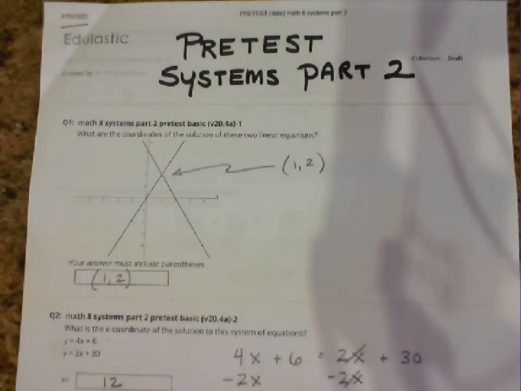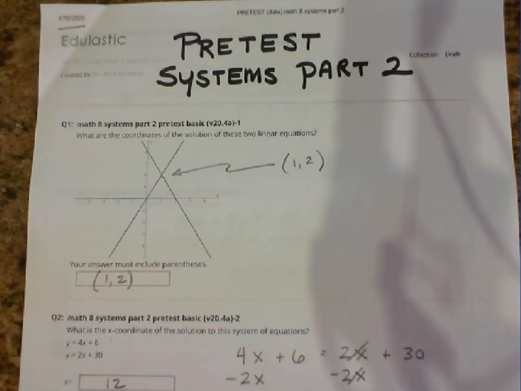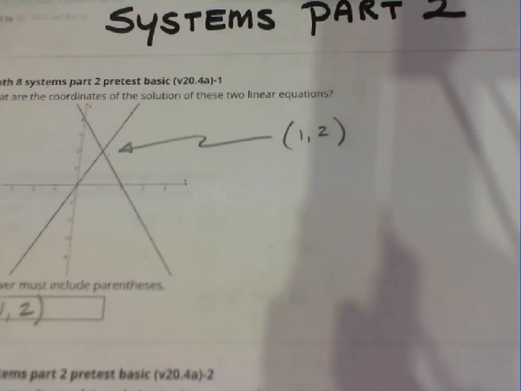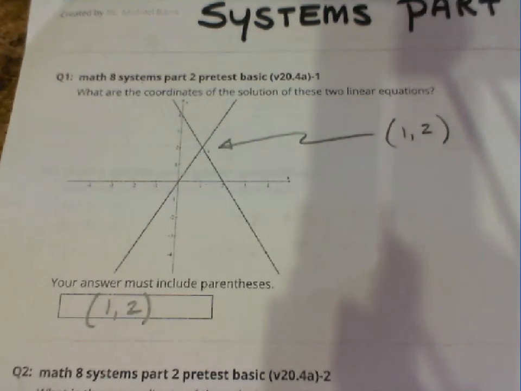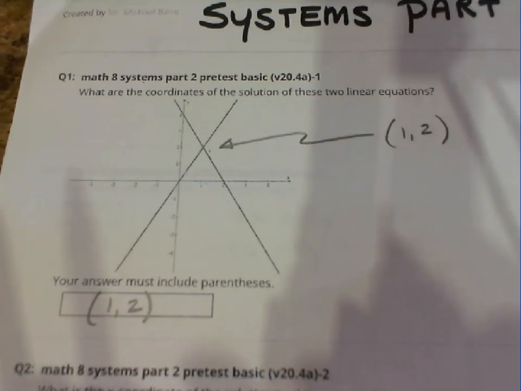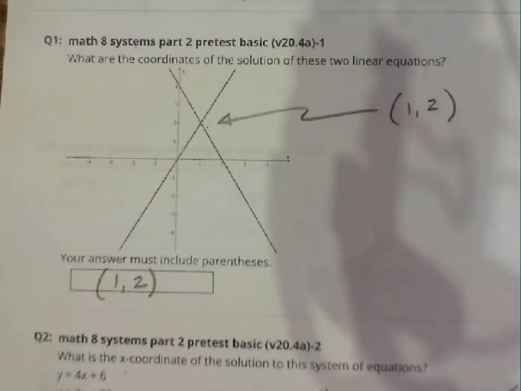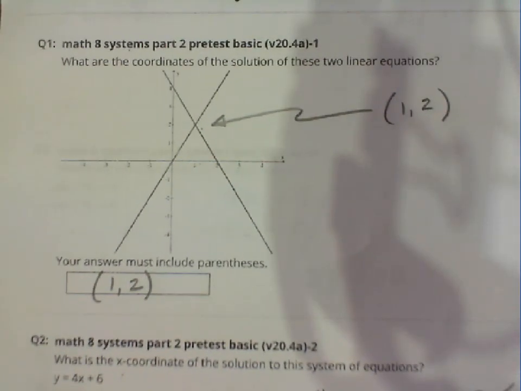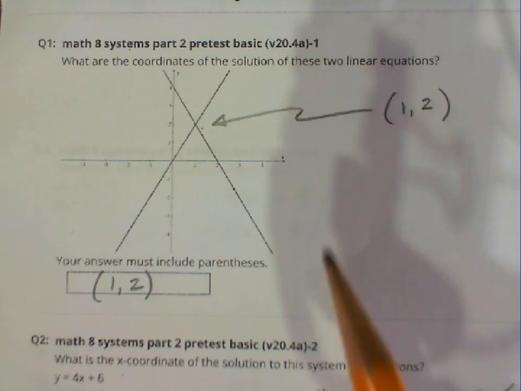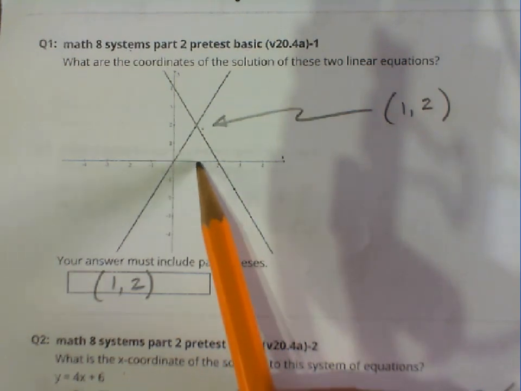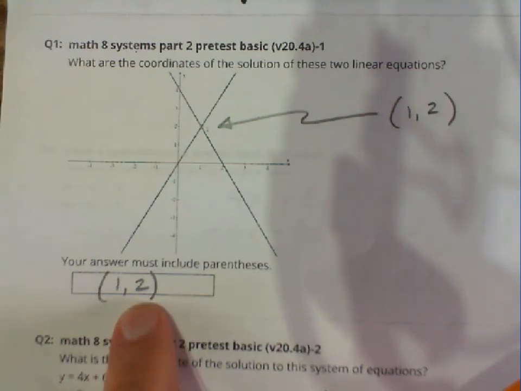Hey, this is Mr. Barr, and this is the pretest for systems part 2. So the first question is asking, hey, where's the solution for that system? And the solution is where the two lines cross, and they're crossing at 1, 2.